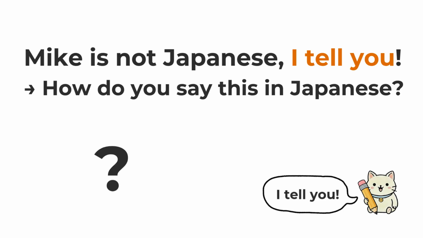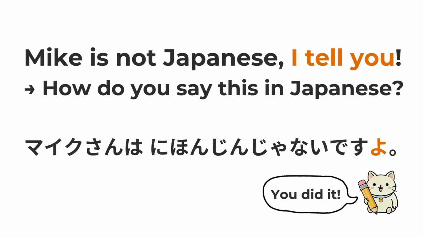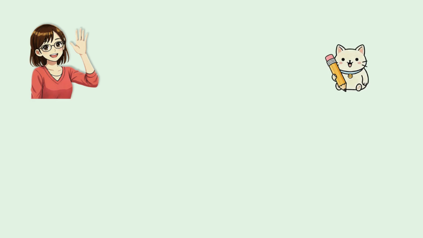Mike is not Japanese, I tell you. How do you say this in Japanese? Pause and try. マイクさんは日本人じゃないですよ。 Mike is not Japanese, I tell you. You did it.